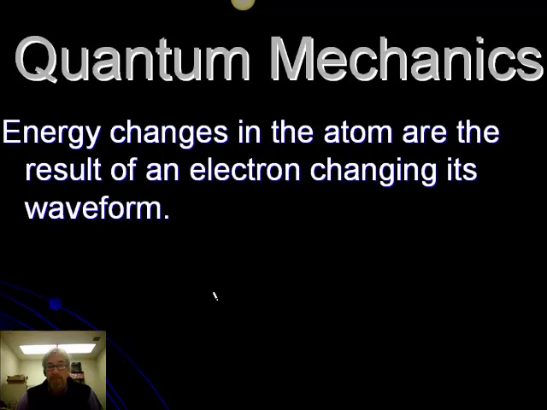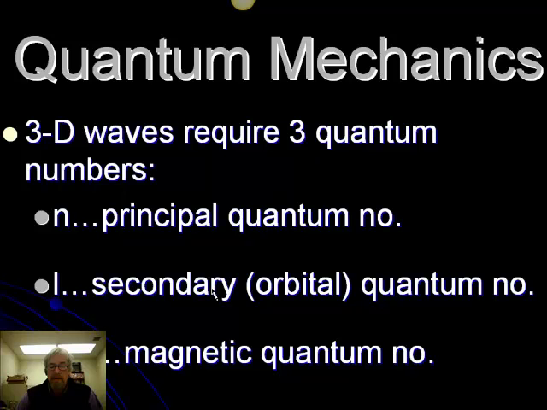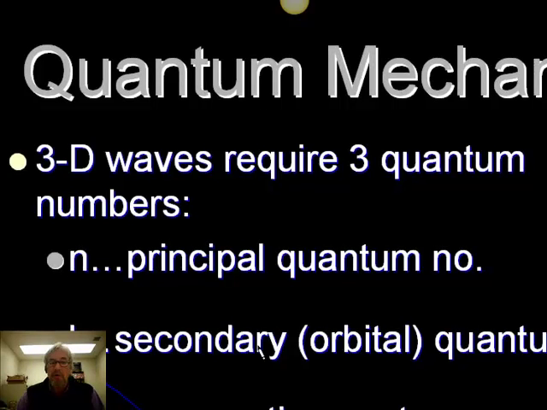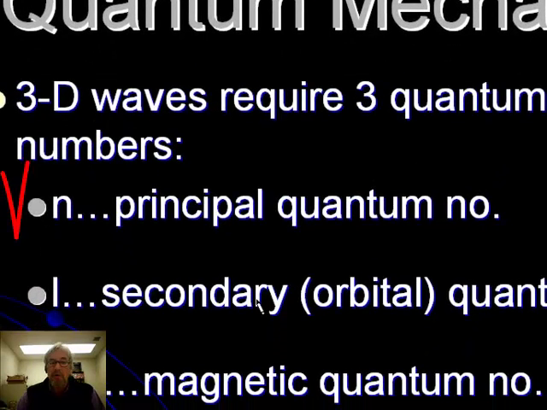When we see energy changes in the atom, it's not a particle electron jumping from orbit to orbit. What it really is, is the electron changing its waveform from a less energetic waveform to a more energetic waveform, and then coming back down again as it releases energy. Just like our one-dimensional guitar string wave required one quantum number, three-dimensional electron waves are going to require 3 quantum numbers. Here's what they are.